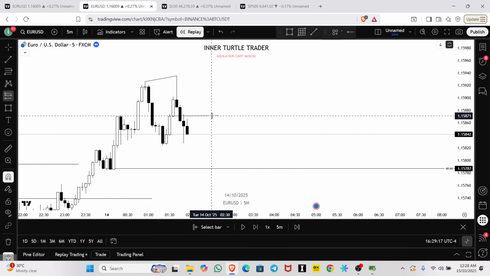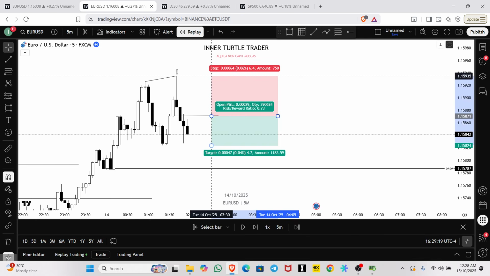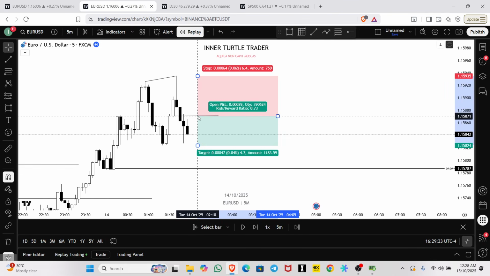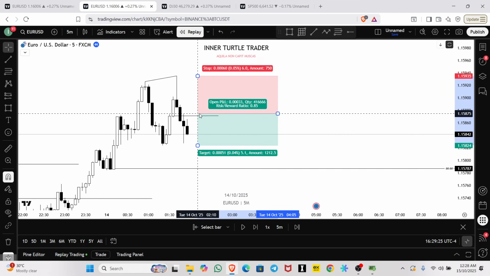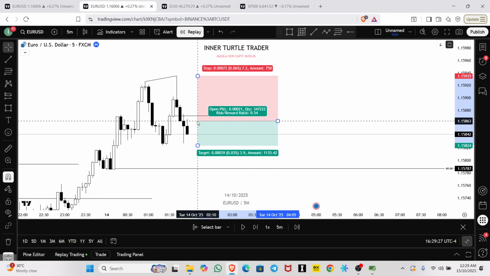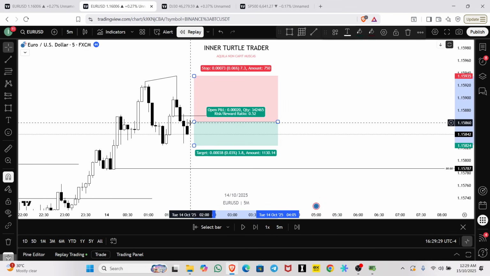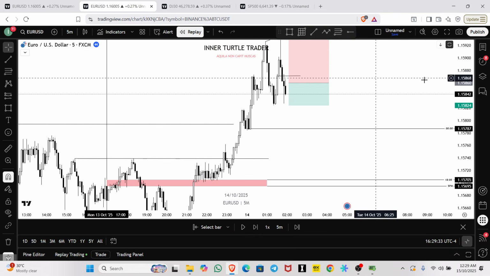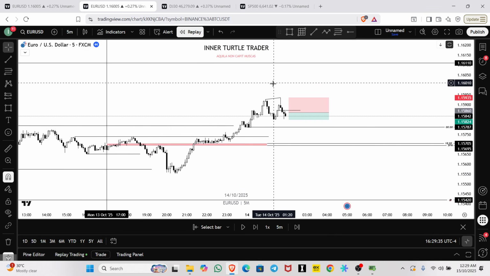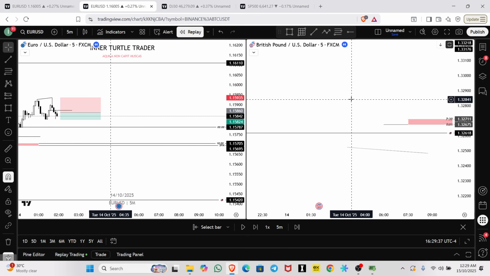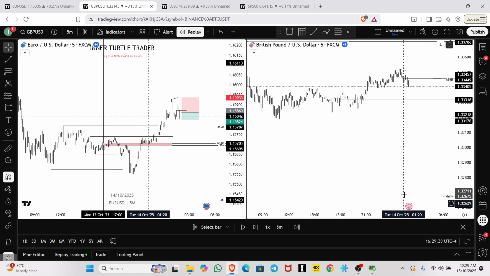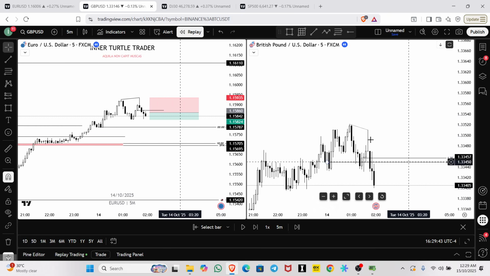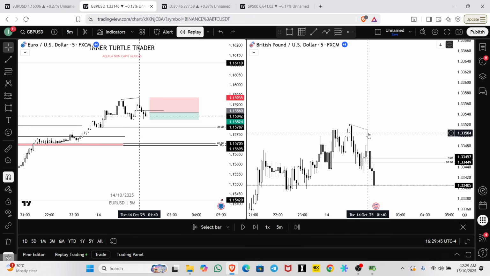So this can be an entry itself, this one. Okay, and this one actually was my entry, but I didn't get a clean fill like this. Instead, I took an entry here because of the spreads or something. Yeah, it was around here. So since we saw this, right, and if you look at the pound at this time, pound was creating a lower high right there.